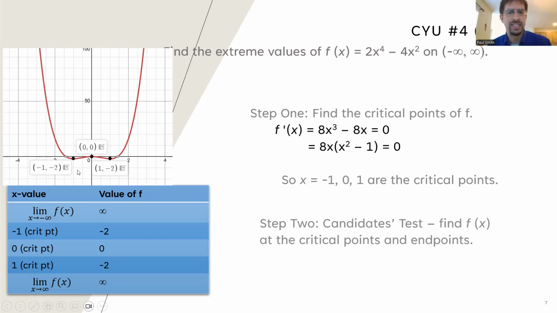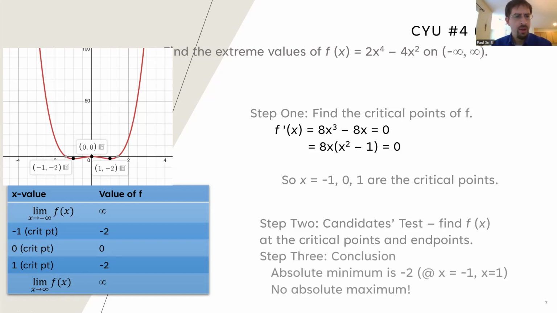So what do you think is going to happen here? Do we have any absolute minimum values or absolute maximum values? And the answer is we have an absolute minimum of -2, right? The function doesn't ever go any lower than those values, but no absolute maximum because this function continues to increase all the way to infinity.